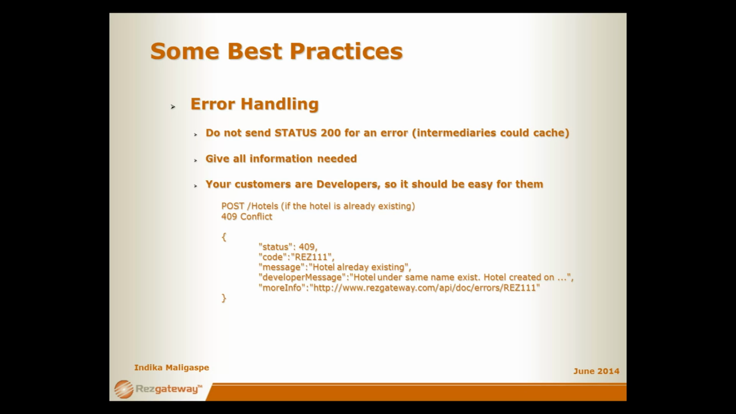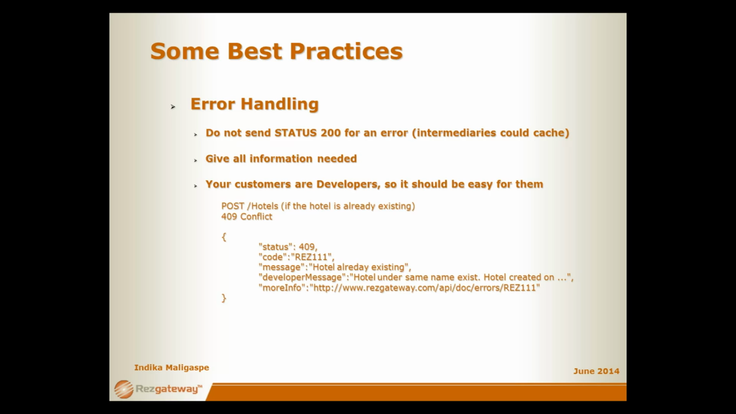Intermediaries will not actually care what you have inside the message, but the message is for the clients or the client developers. So when a client gets that, the client can just read the message and say, okay, it's a status 409, so I have got a conflict. The code that the organization or the API developers have put is res11111, and the error is hotel is already existing, or whatever the error.